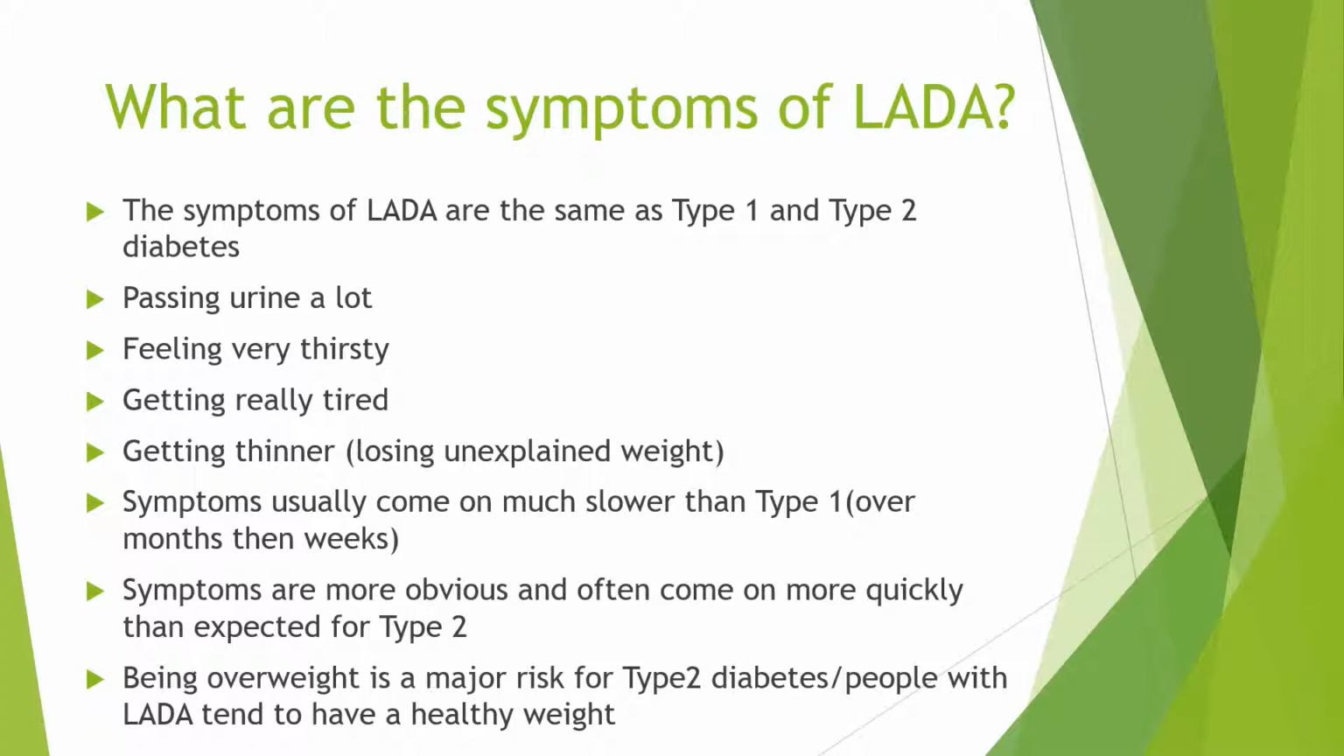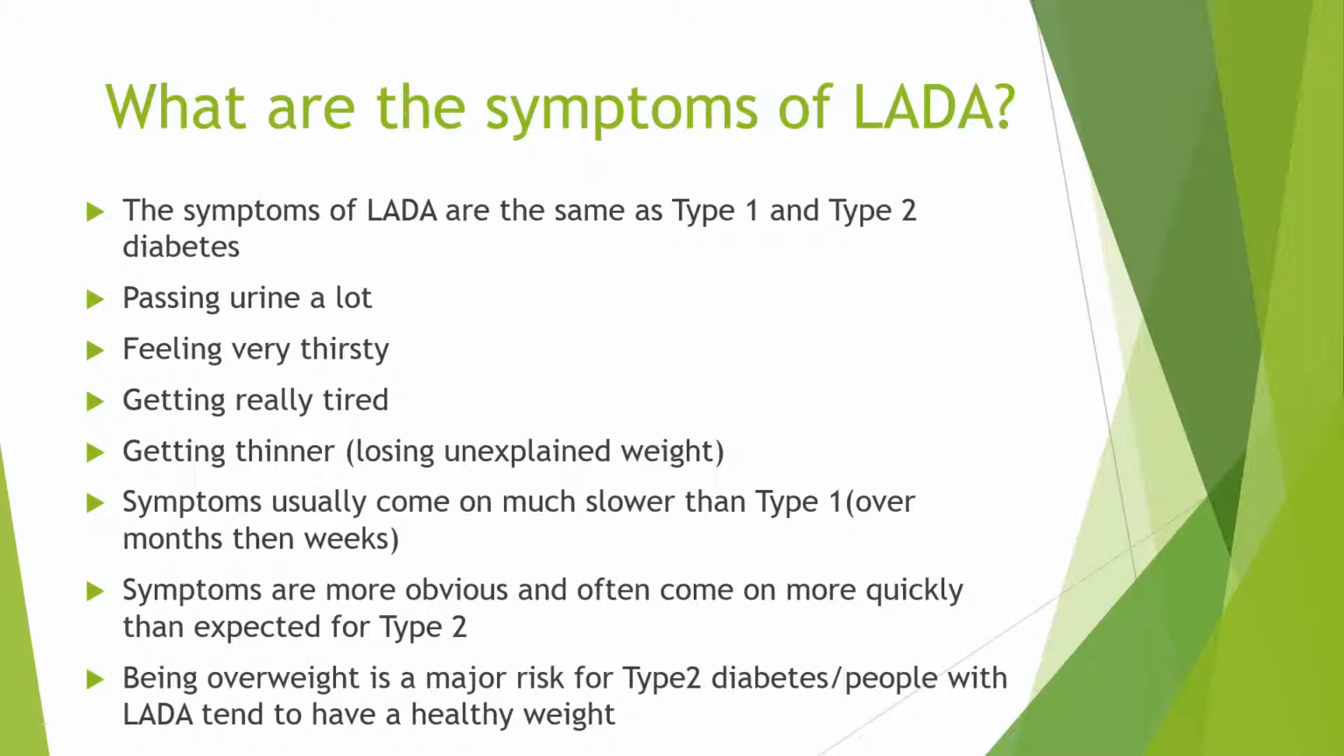What are the symptoms of LADA? The symptoms of LADA are similar to type 1 and type 2. Type 1 and type 2 basically have the same similarities, but of course type 1 is the diabetic whose pancreas does not produce any insulin at all. And in type 2 diabetes, it produces some to very little insulin. The symptoms include frequent and large amounts of urinating, being very thirsty, and always feeling tired.